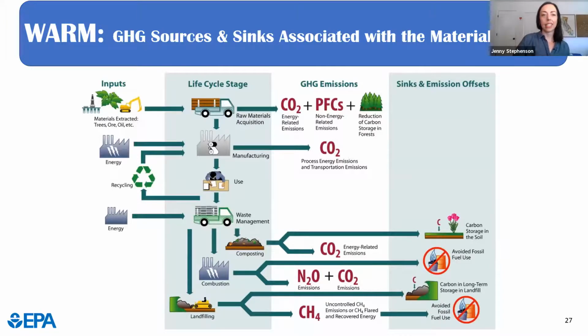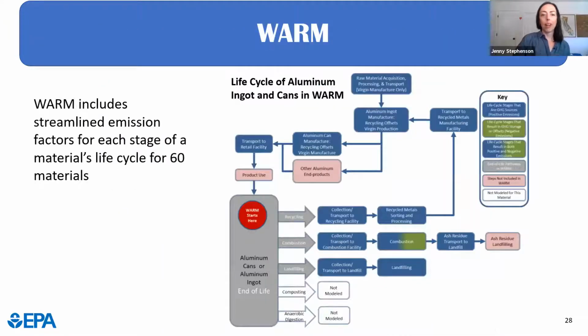So if you recycle paper, it offsets the growth of new trees because it gets turned into recycled content. So that is WARM. And for each of the 60 different material types within the tool, you can see an individualized life cycle of that material.